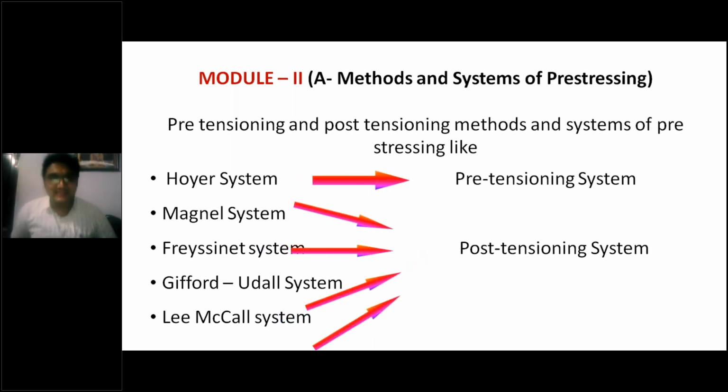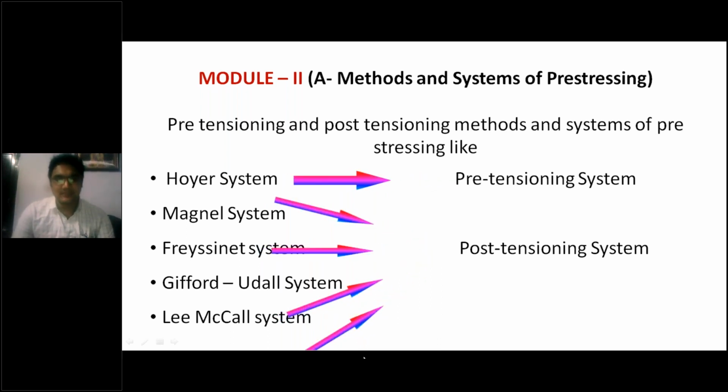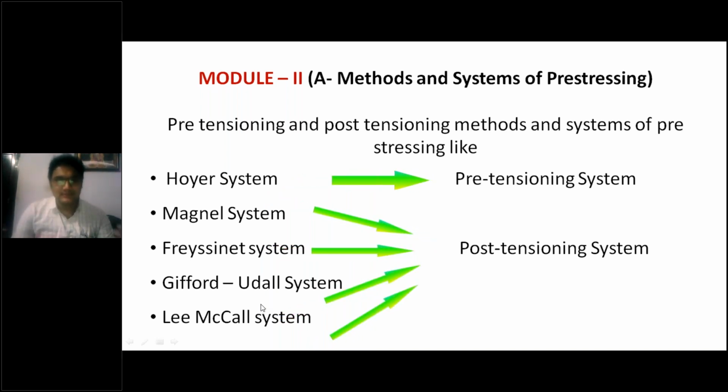The next ones are the Magnel system, Freyssinet system, Gifford-Udall system, and Lee-McCall system. These 4 explain how to do post-tensioning in pre-stressed concrete. In that way the systems were classified. We will go through them one by one. What do we mean by the Hoyer system? What are the advantages and disadvantages of the Hoyer system? How is the Hoyer system applicable to pre-tensioning? Everything we are going to study here. That is the first part of the second module.